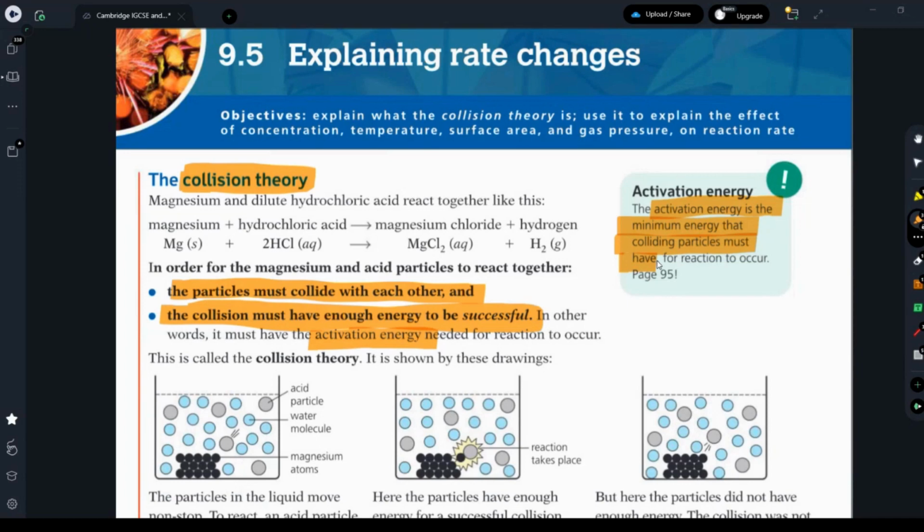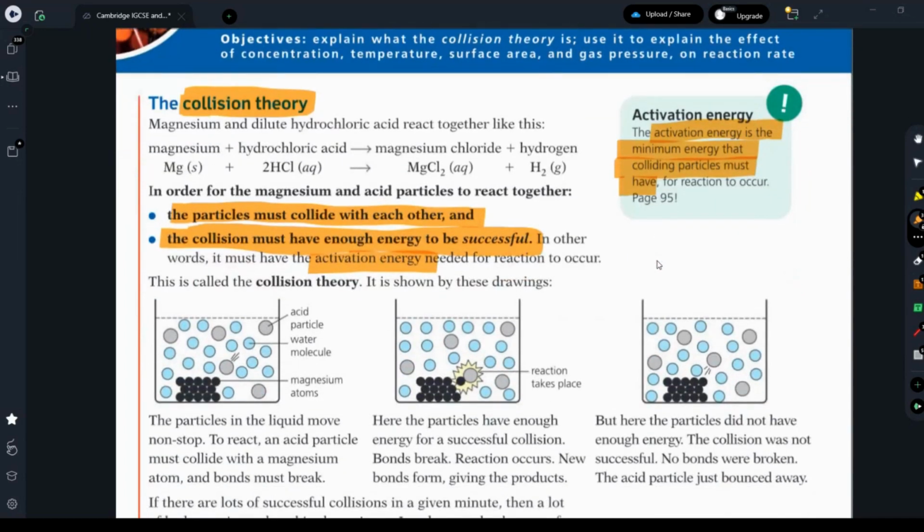Is that clear? So look at the diagram below. The particles are actually moving non-stop. This is one of the characteristics of particles of matter, that they move continuously. They do not stop for anything. They continuously move, whether they have a small amount of energy or a very large amount of energy. So particles in a liquid move non-stop to react.